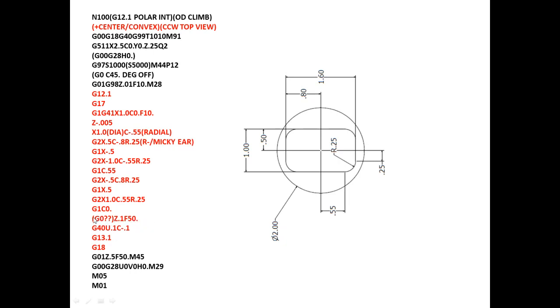Once you go into polar interpolation or cylindrical interpolation, you cannot use a rapid command. G0, you will get a machine alarm, a programming alarm. The machine will not allow a G0 command inside of the G12.1. So if you want to move faster, you just have to change your feed rate much higher, so you don't waste your cycle time.